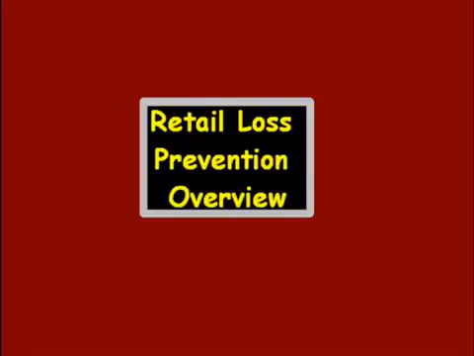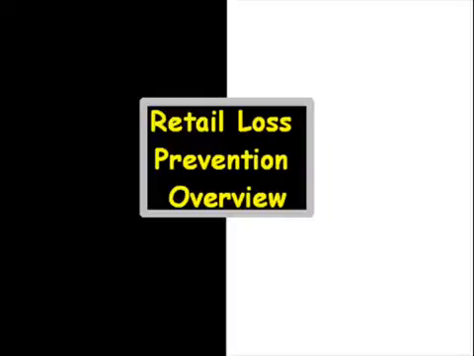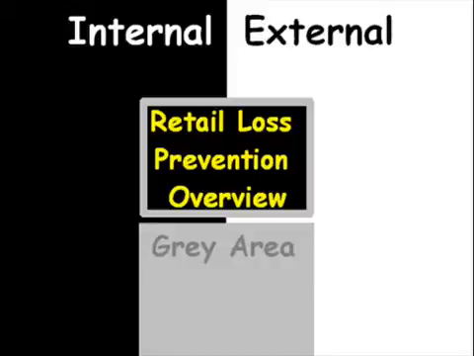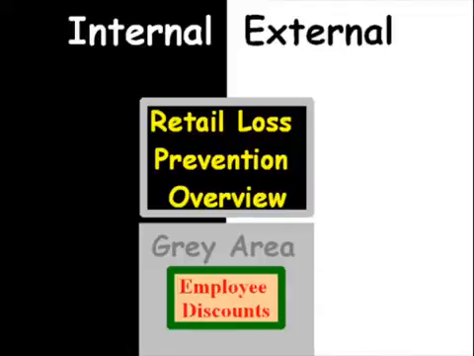Let's go ahead and start with how we can define loss prevention, and I would like to say there's two areas, or maybe three: black, white, and gray. Black can be referred to as internal. White can be referred to as external, and obviously there's a gray area as well. We'll start with the gray area here. The gray area is employee discounts.